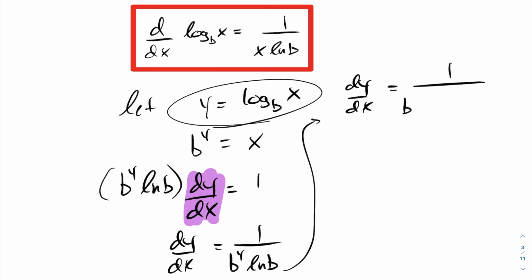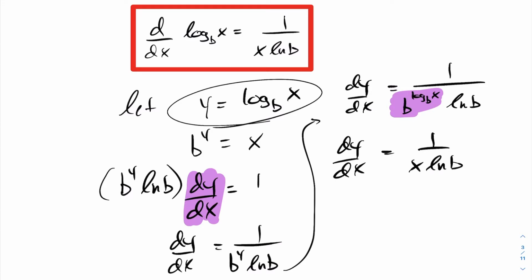b to the log base b of x times the ln of b, but we know that b to the power of log base b of x, using our logarithmic properties, just simplifies to become x, and we end up getting the derivative of log base b of x is 1 over x ln b. So now that we have our three derivatives, let's take a look at some examples.